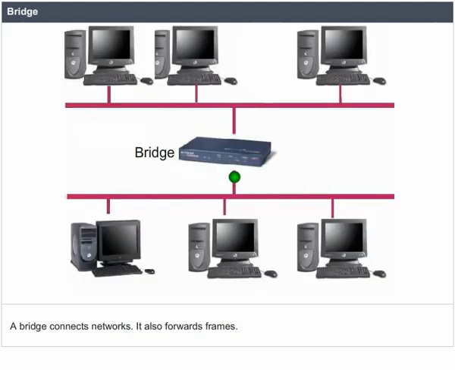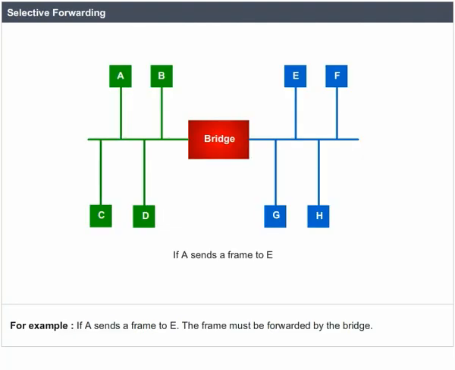Bridge. A bridge connects networks. It also forwards frames. The frames are moved from one network to another. Selective forwarding. For example, if A sends a frame to E, the frame must be forwarded by the bridge. If A sends a frame to B, there is no reason to forward the frame.